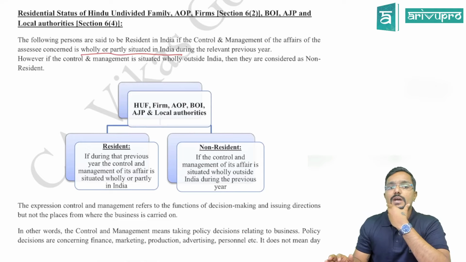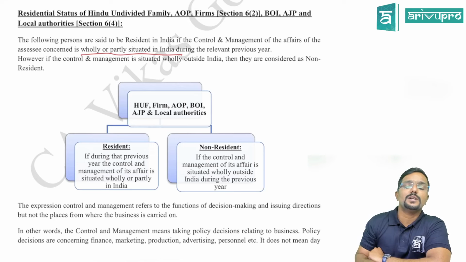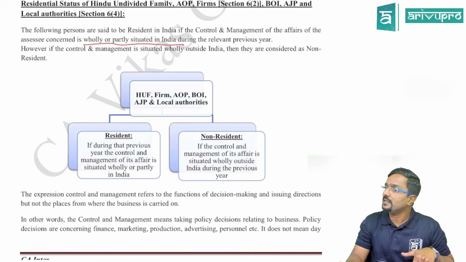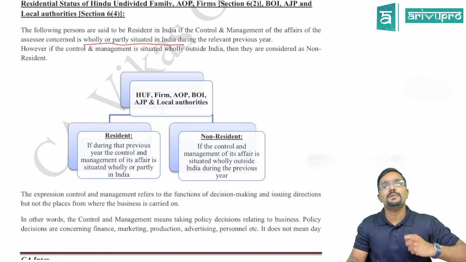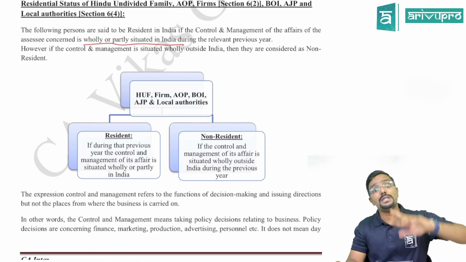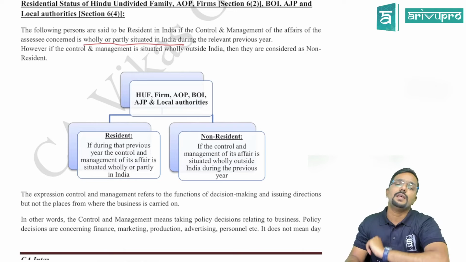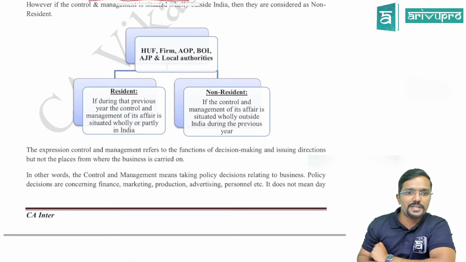However, if the control and management is situated only outside India, they are considered as what? Non-resident. So even if one decision is taken in India, guys, that is partly control and management is in India. In that case, the following category, whoever we read, will become resident in India. If all the decisions are taken entirely outside India, only then they become non-resident. Okay. So I have also shown it in the form of a chart.